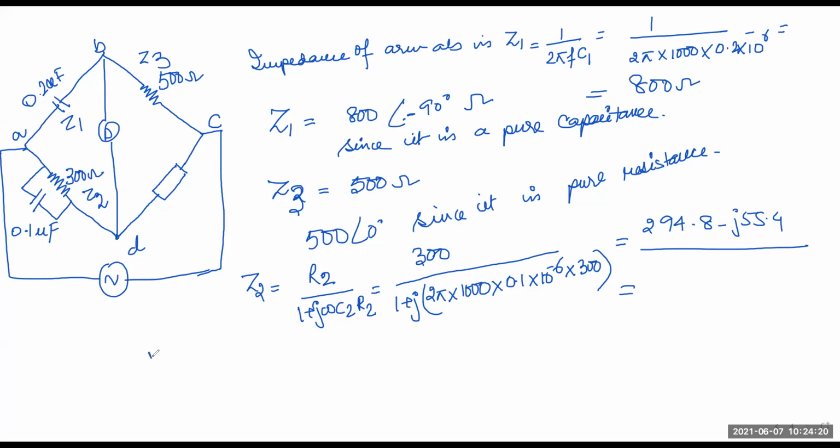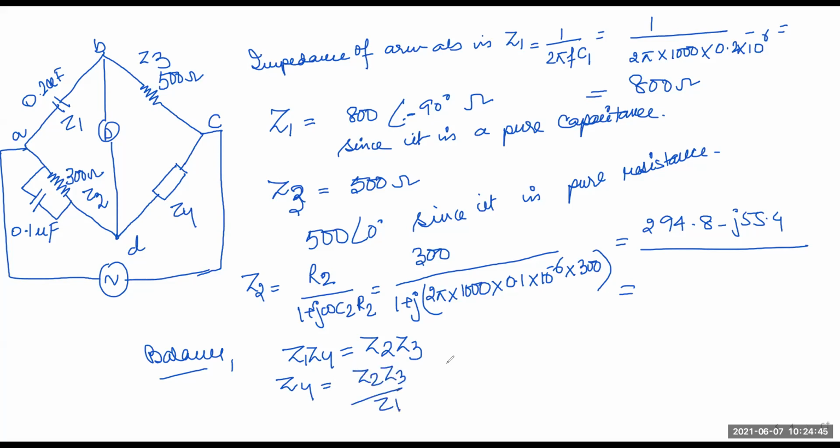Then you have to just balance the equation. Balancing, we know it is simple. Z1 Z4 is equal to Z2 Z3. Do the balancing and tell me. We need to know the impedance of CD. CD means Z4, so Z4 we have to find out. Z4 can be found by Z2 Z3 by Z1. So tell me the value of Z2, otherwise I can't proceed.